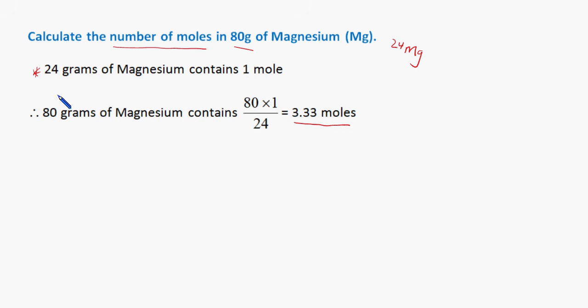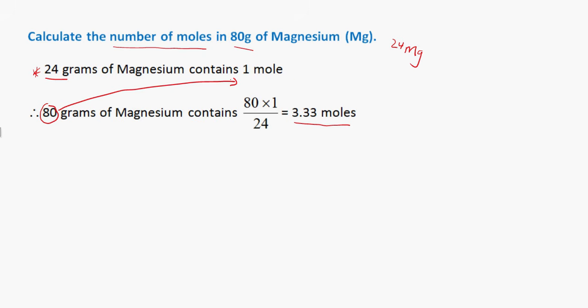Essentially what I'm doing here is cross multiplying. Taking the 80, multiply by 1, and then I have to divide it by 24. All the mole calculation examples that we're going to do are going to follow this format. So the first thing you have to ask yourself is, what is the question asking? In this case it is moles. So therefore I need to write my statement so that the moles is on the right-hand side.